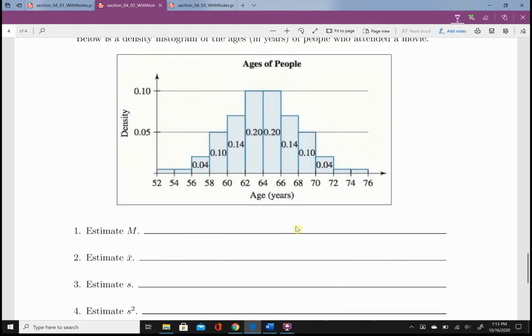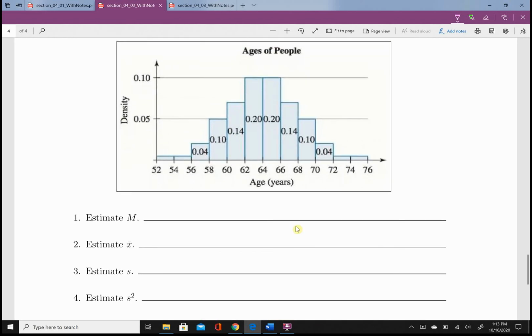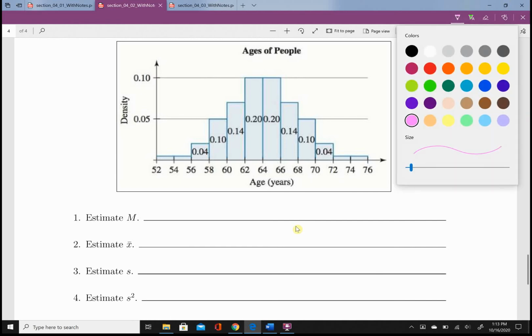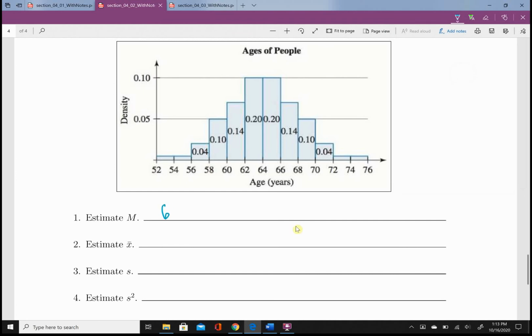So let's go ahead and use this to estimate M, which is the median. And since it's uniform, the median and the sample mean are assumed to be either very close in value or the same value. If we're just estimating here, I would say that both M and X bar, good estimates for them would be 64, okay? And I'll say that they're the same since the distribution is uniform.